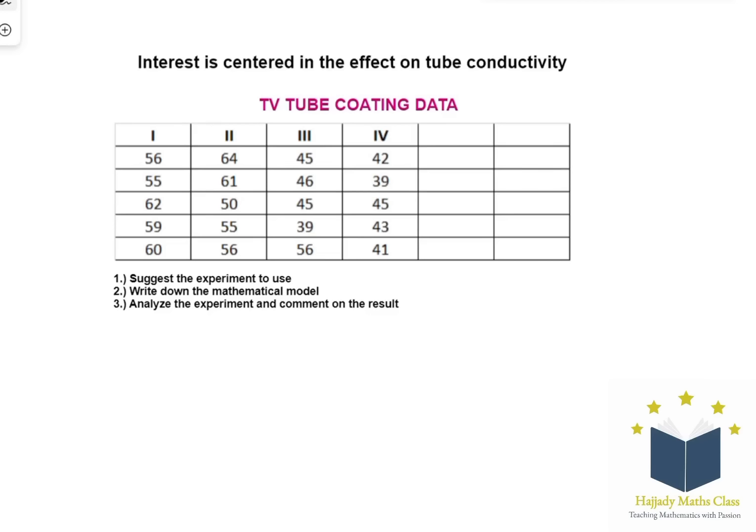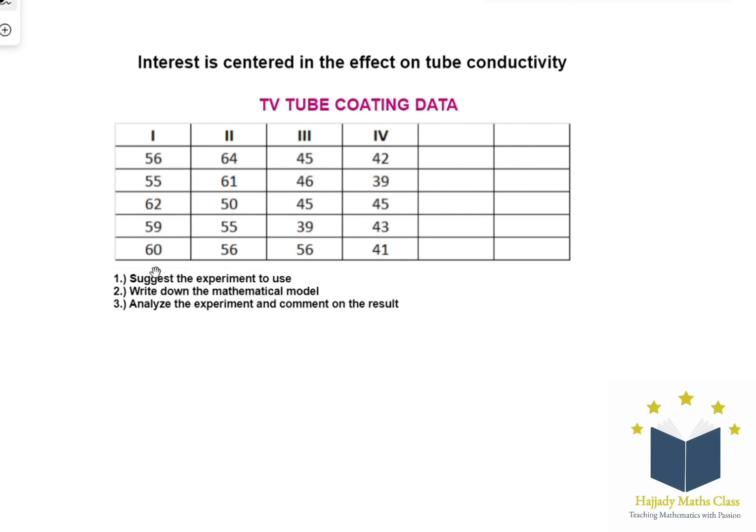So you are the math class. Today we want to solve this question on the analysis of variance. Here, our interest is centered on the effect of tube conductivity. So we have the data set on the TV tube coating data, which is treatment 1, 2, 3, and 4. So the first question here says to suggest the experiment to use.